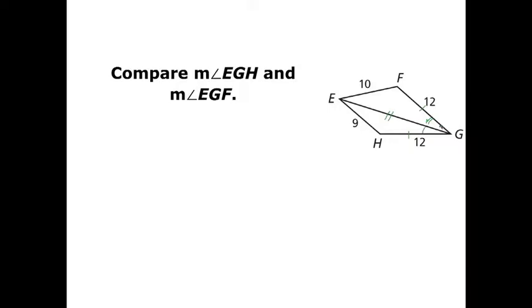So I want to compare these angles. Well, what I do is I just look directly across. Across from angle EGH is a 9, and across from angle EGF is a 10. The one that's got the bigger side across from it is going to be my bigger angle. That's going to be EGF. So EGF is the bigger angle.